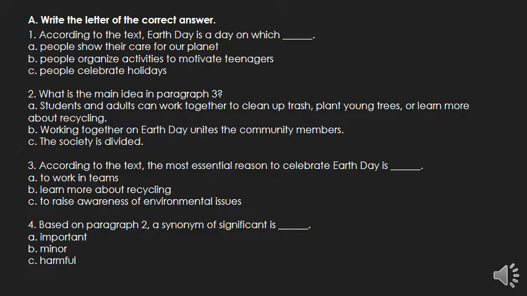According to the text, the most essential reason to celebrate Earth Day is to work in teams, learn more about recycling, to raise awareness of environmental issues, of course, to give knowledge to these people that our Earth is in danger. Based on paragraph 2, an antonym of significant is something which is significant. It means something which is very important. So A is the correct answer.